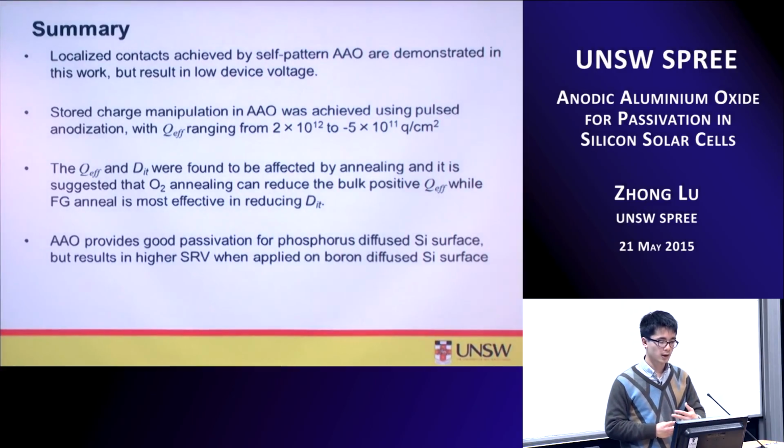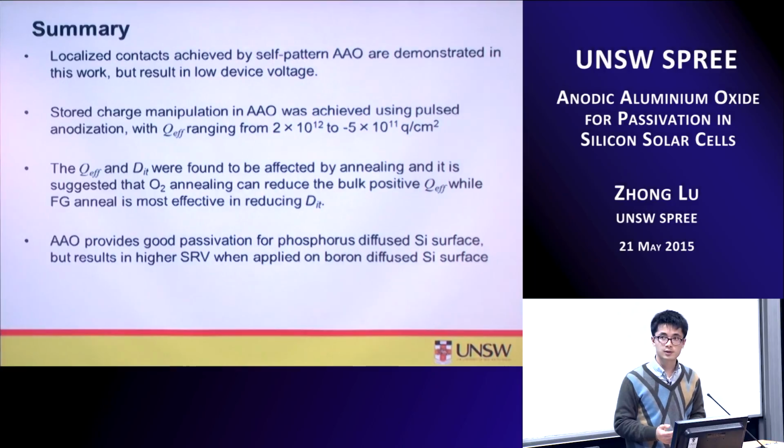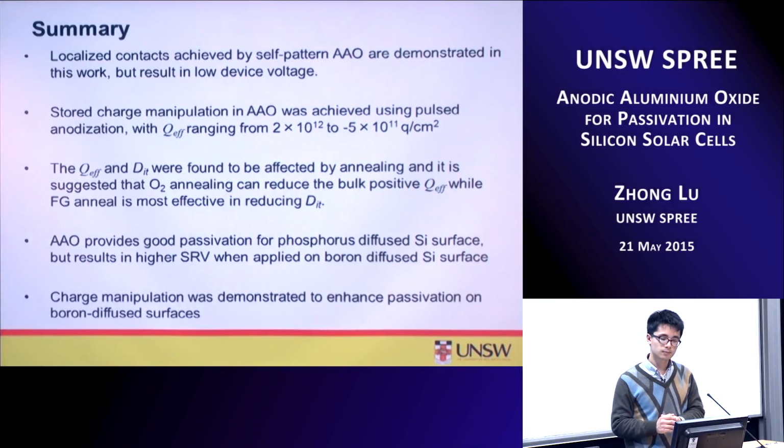We also show that AO can provide good passivation on phosphorus diffused surface because it stores a positive charge. But on the other hand, it would give a very high surface recombination velocity for boron diffused surface. And finally, we demonstrate that with the charge management, the surface passivation can be enhanced.